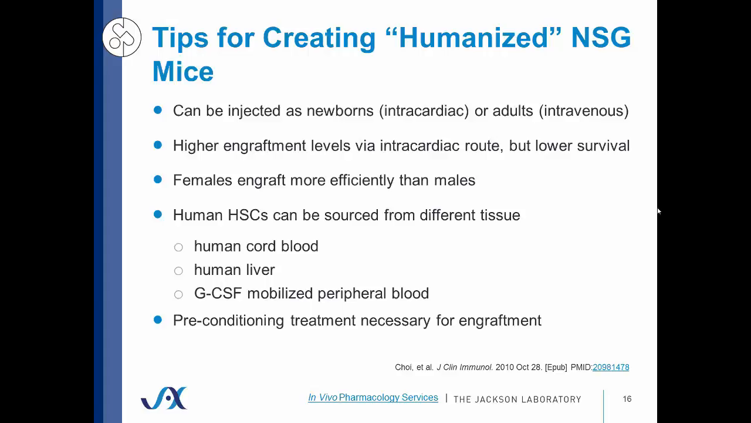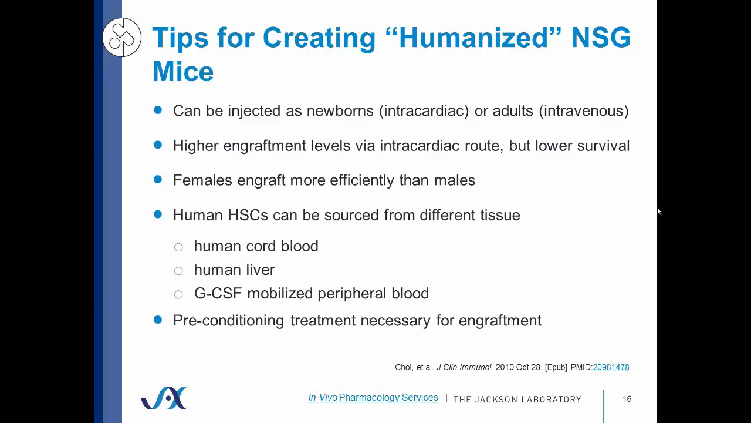The human hematopoietic stem cells can be sourced from multiple different tissues. You can use human umbilical cord blood. You can use human liver tissue, which has an abundant source of hematopoietic stem cells. This is because during the development of the hematopoietic compartment, the liver serves as the primary source of the more maturing hematopoietic stem cells prior to the development of the bone marrow compartment.